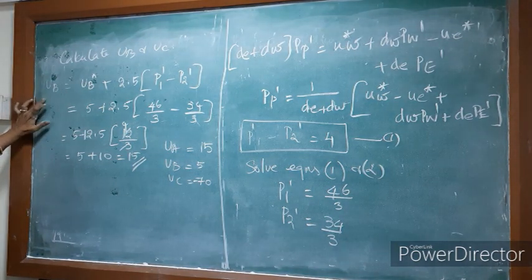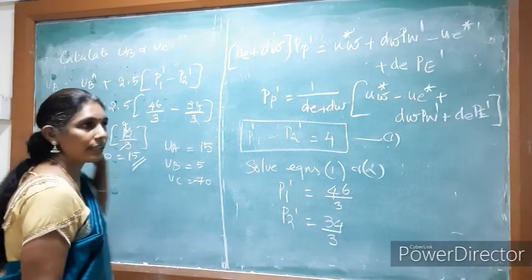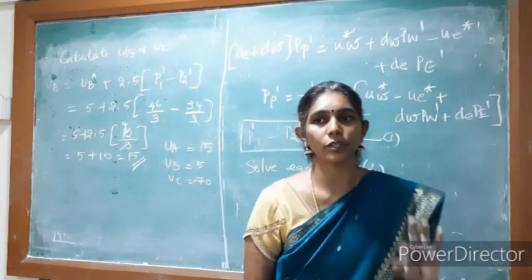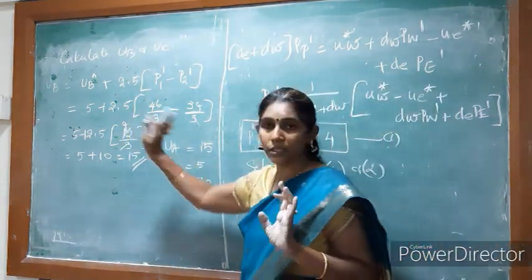I'm not writing here new. The reason is whatever the final value of U that we are getting, that is going to be the U new or the latest values. I am just mentioning as UB.